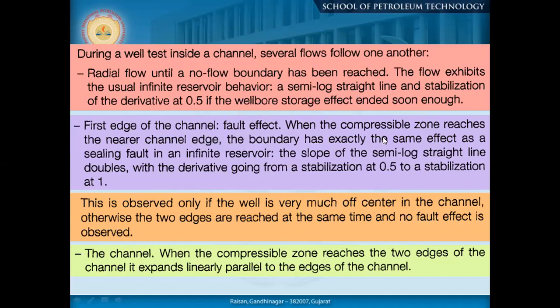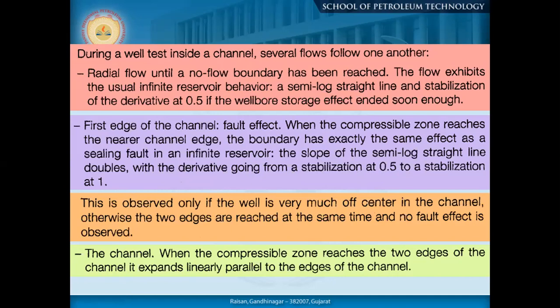Fault effect: when the compressible zone reaches the nearest channel boundary, the boundary has exactly the same effect as a sealing fault, what I discussed in an infinite reservoir. The slope of the semi-log straight line doubles, with the derivative going from a stabilization at 0.5 to a stabilization at 1. So that means when you encounter the first fault, which is very near to your well, you will first see the stabilization of your infinitely acting domain, at 0.5. Then once you go ahead, you may stabilize at 1.